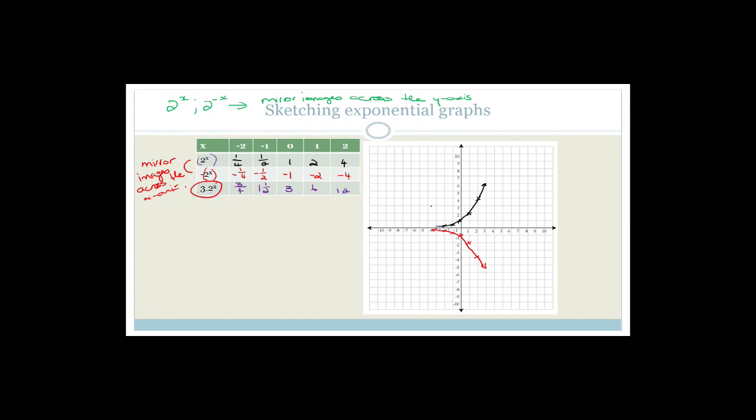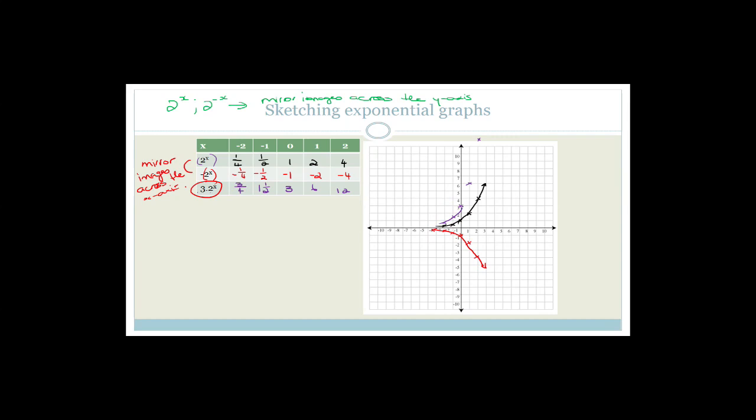And now you can see why I have this specific graph paper. So when x is minus 2, y is 3 quarters, so that's up there. When x is minus 1, y is 1 and a half, it's up there. When x is 0, y is 3. When x is 1, y is 6, and when x is 2, y is going to be 12, which is 10, 11, 12.